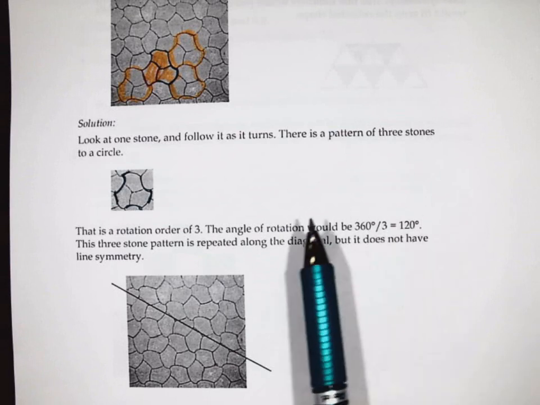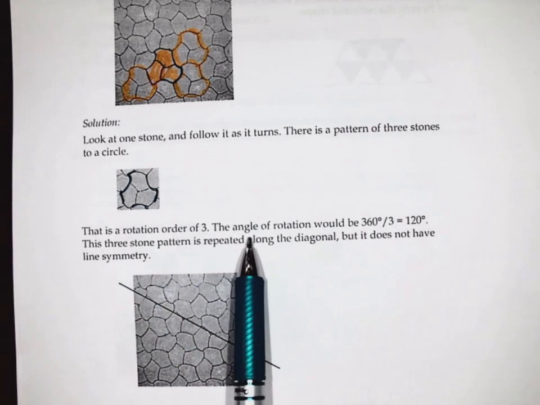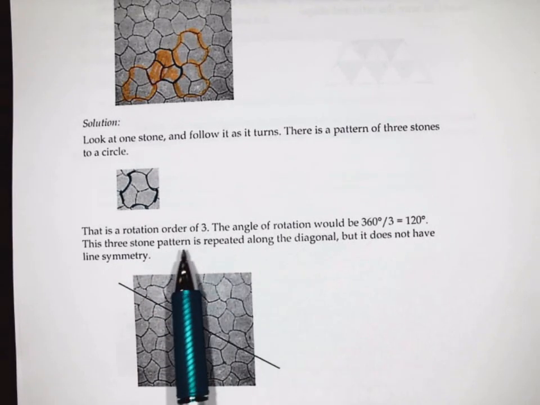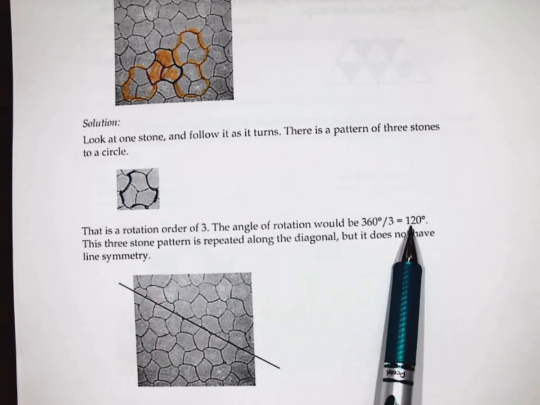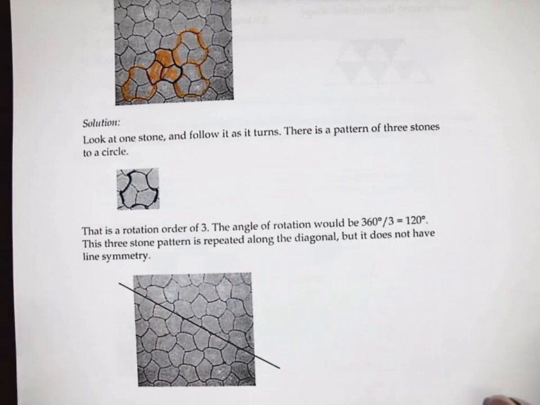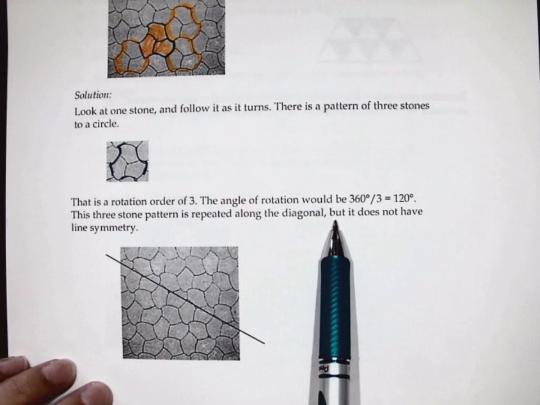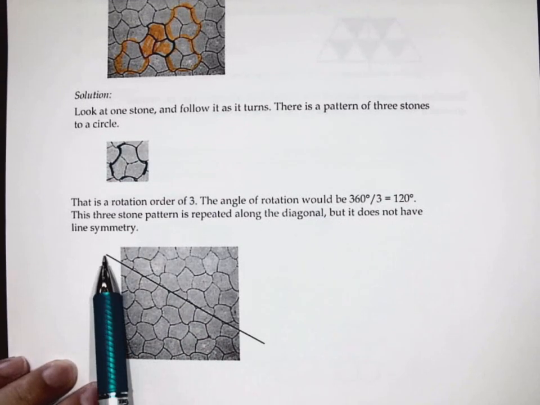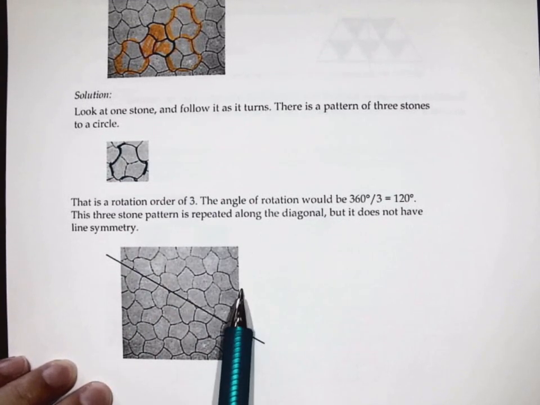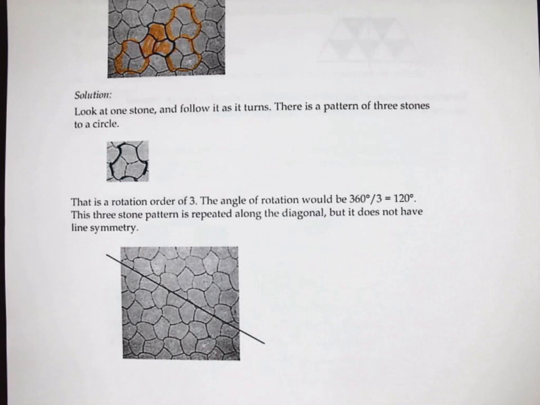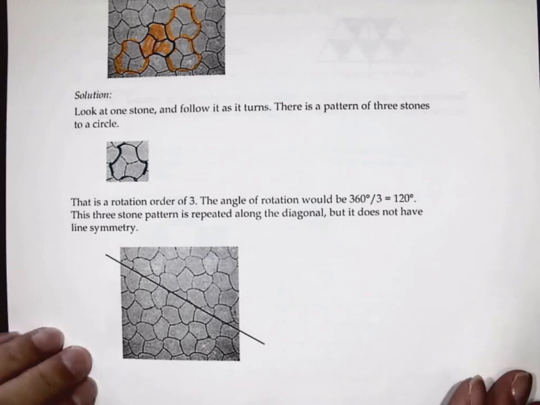Okay, so rotating in order of 3, the angle of rotation would be 120. Sorry, somebody just interrupted. I apologize. But it does not have a line of symmetry. No matter where we draw these lines on here, we won't get that nice folded in half pattern. So in this case, it's a tessellation where it has rotational symmetry, but it doesn't have line symmetry.